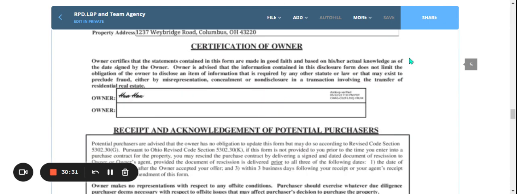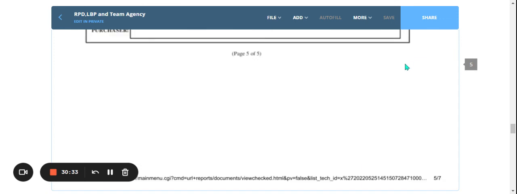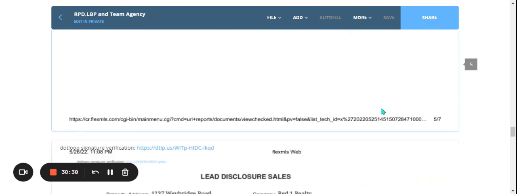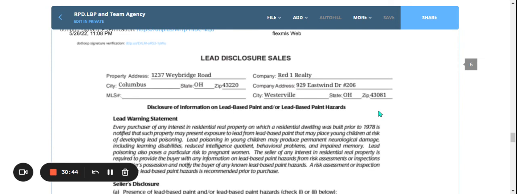So you would just sign here, and also this protects the seller too, because then you can't go back and say, oh, I didn't know this, because they definitely told you.